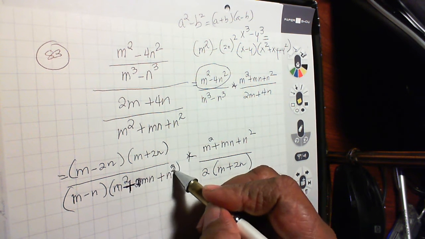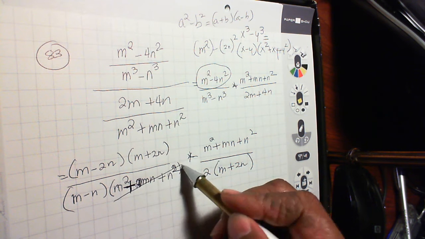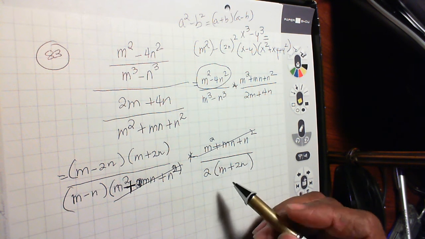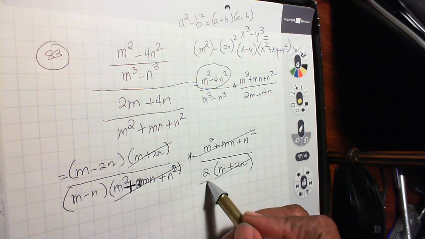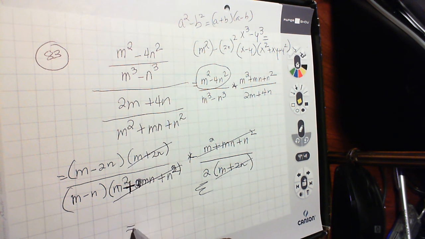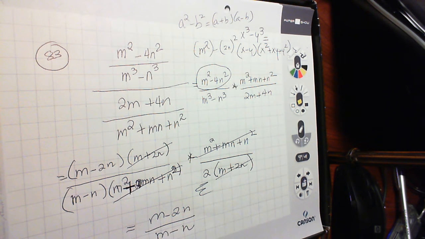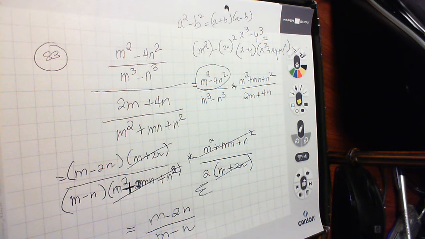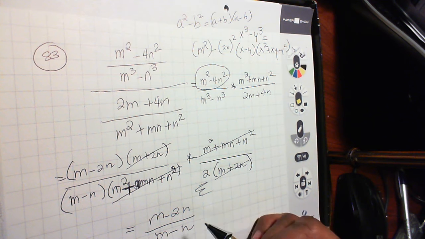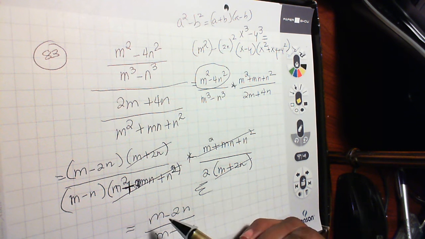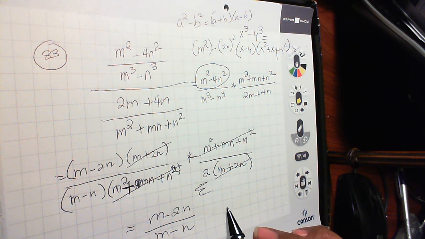Now, these two will cancel. This one will cancel with this one. We don't have a whole lot left. Remember our 2 here. So we are just left with m minus 2n divided by m minus n. Remember, we cannot cancel anything here, because this is m minus 2n, this is m minus n. We don't have any common factors to cancel. We cannot cancel the n, or the m. Do not ever do that. That's completely wrong.